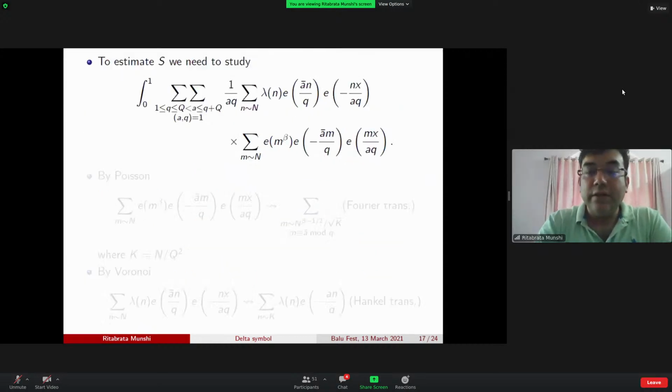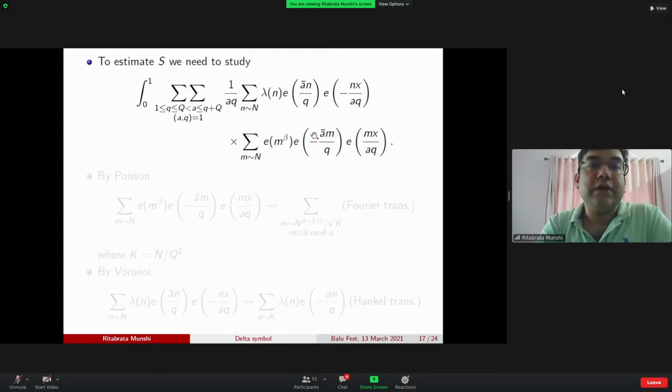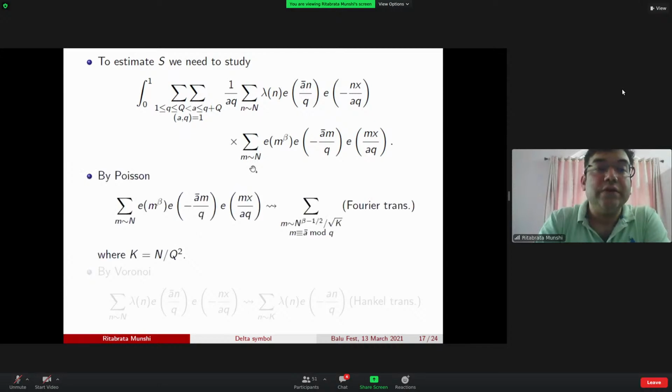If you plug in this, this is actually detecting delta n being 0 or 1, that is, n equals m or n minus m equals 0 or 1. So we plug in the Klosterman version of the circle method in that sum, and this is the expression we end up with. For this one, we'll be using a Poisson summation formula because these are all GL1 type harmonics. And here we have a GL2 Fourier coefficient, so here we'll be applying the GL2 Voronoi summation formula. So these are the next two steps.